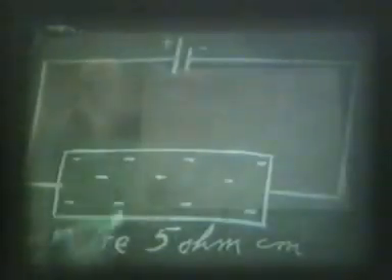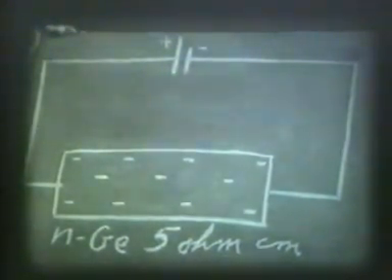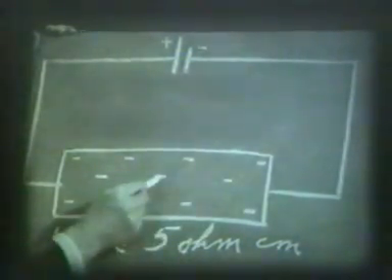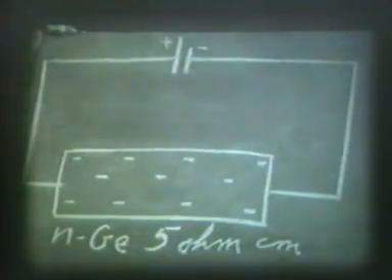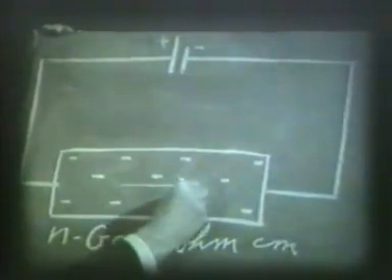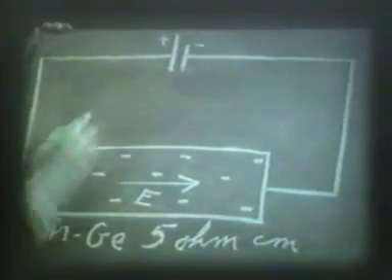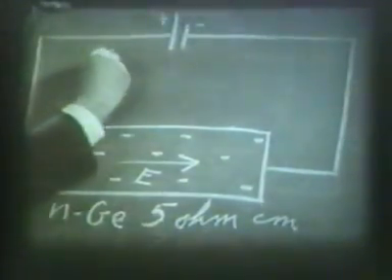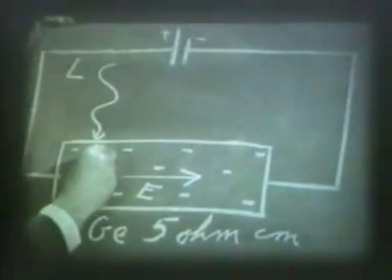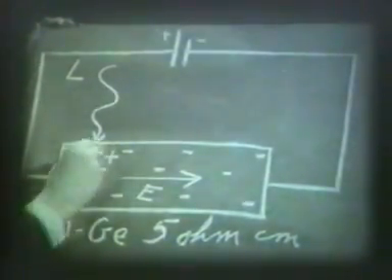The transmitting medium is the N-type germanium rod of 5 ohm centimeter resistivity, having a high concentration of majority electrons compared to minority holes. These electrons carry current in a uniform electric field E produced by a battery. The source of minority holes is a flash of light whose photons have enough energy to eject electrons from the valence bonds and make hole electron pairs.